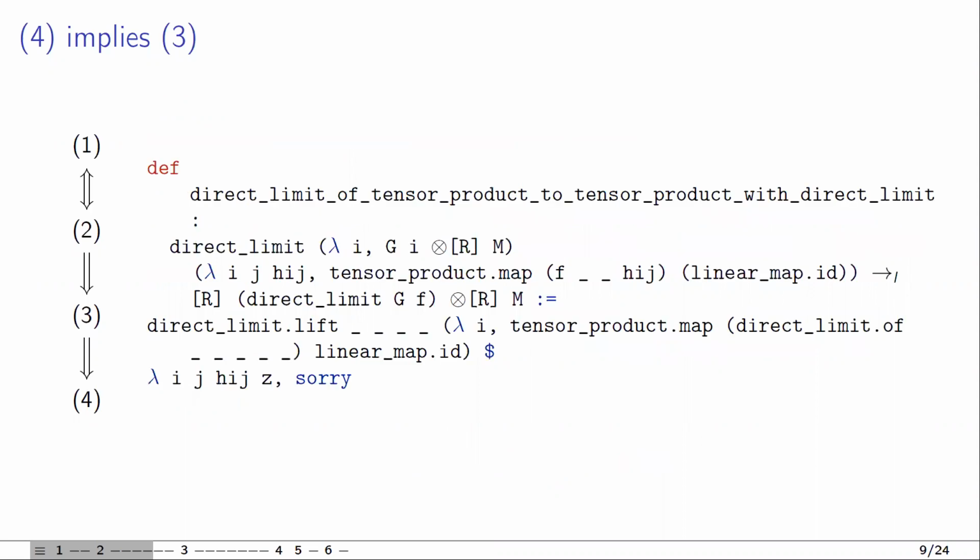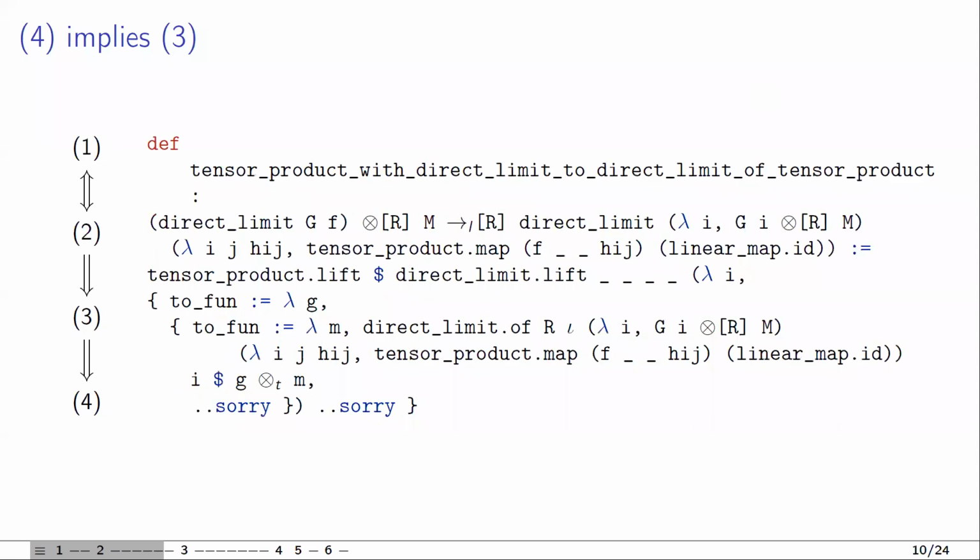So yeah, you need to first use the, oh no, yeah, this is the backward direction. You just need to use one universal property, just the universal property of colimits. But for the other direction, you first need to use the universal property of tensor product. Then you need to use the universal property of a colimit.